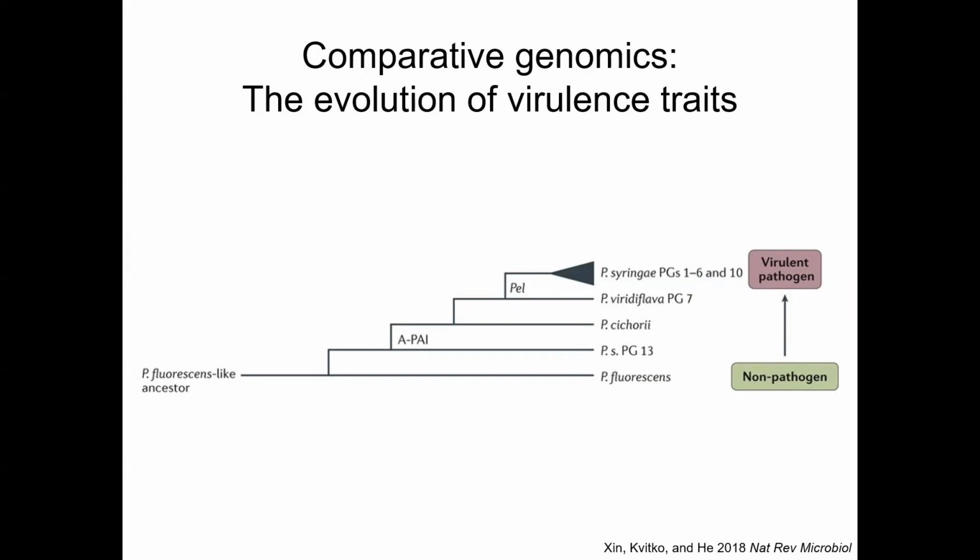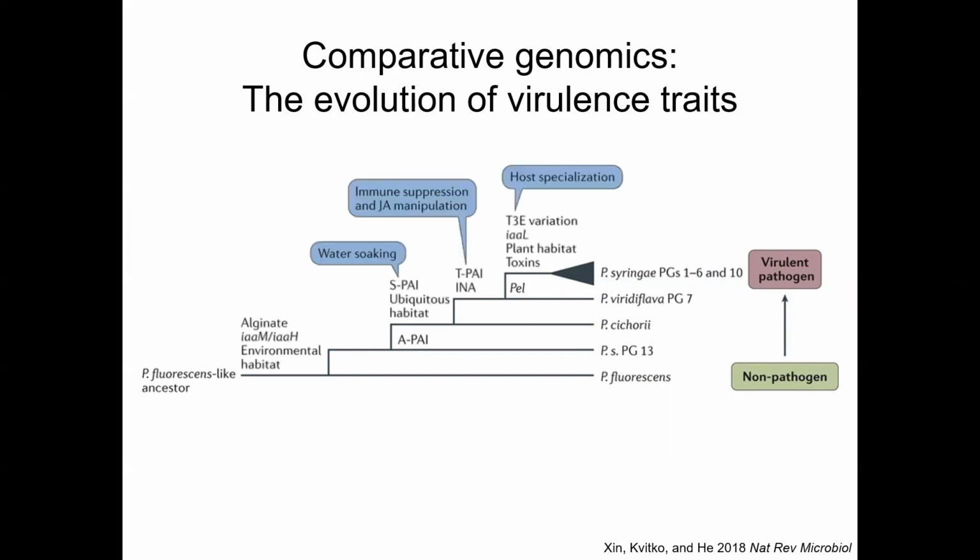using genomic comparisons. So this is a proposed evolution from a non-pathogenic common ancestor with a Pseudomonas fluorescens-like ancestor to the gain of specialized virulence traits. These range from some ancestral traits like the production of the polysaccharide alginate, the ability to cause water soaking in plants, which are included among other traits thought to allow broad environmental colonization and survival. And then more recently, variation in type 3 effector proteins, phytotoxin biosynthesis, ice nucleation, and other traits are thought to more specifically be adapted for plant host colonization.